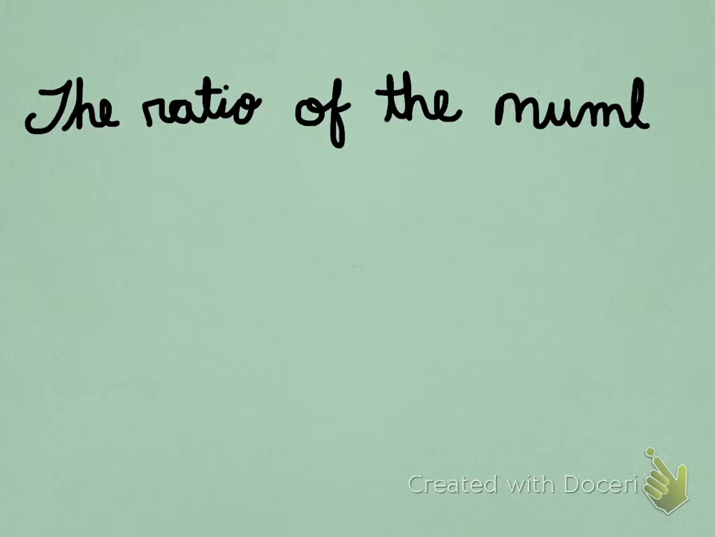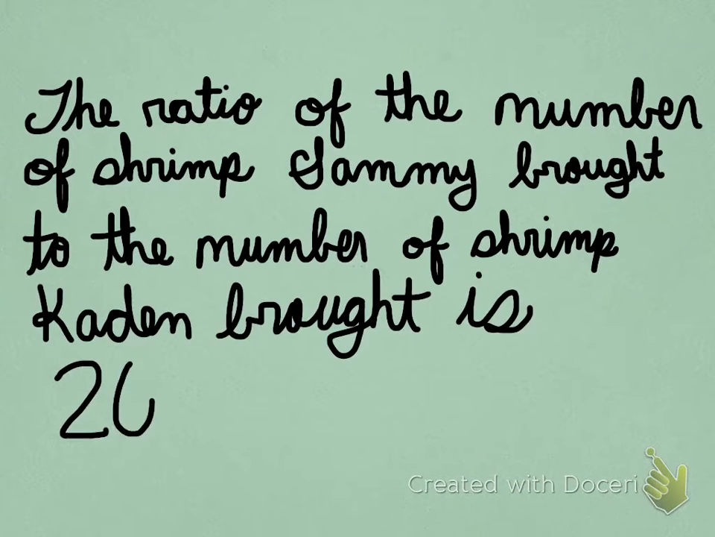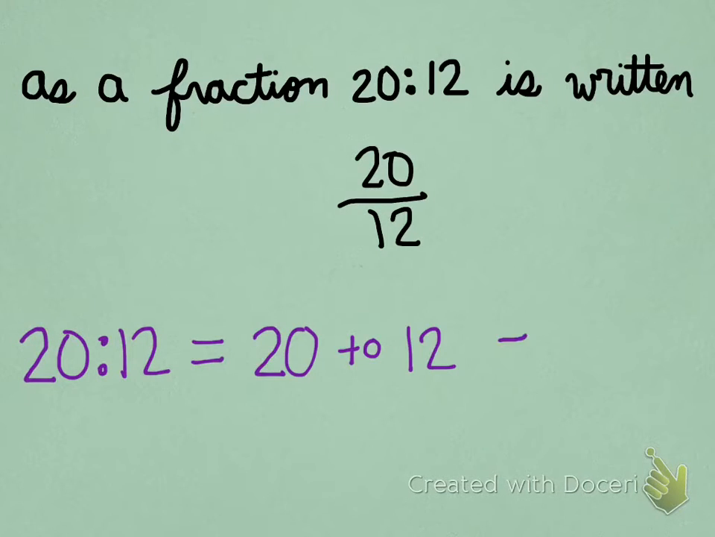So let me write this as a ratio. The ratio, the number of shrimp Sammy brought to the number of shrimp Caden brought is 20 to 12. I'm not finished yet. My learning target specifically says that we're looking at the relationship between ratios and fractions. So as a fraction, 20 to 12 is written as 20 over 12. So I know that 20 to 12 can be written also as 20 over 12.